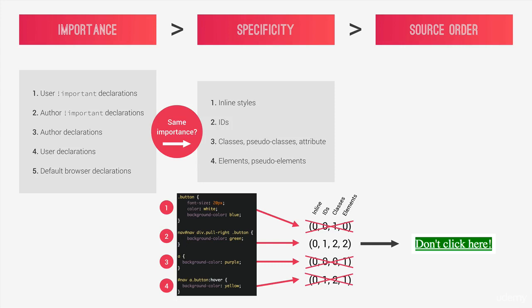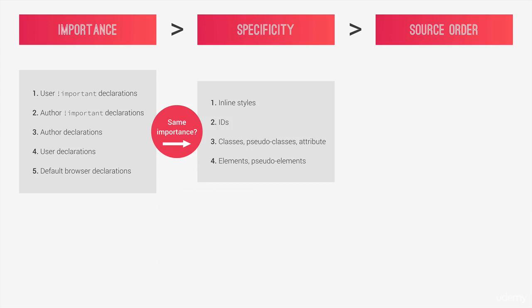So, we start with a bunch of declared values, in this case blue, green, purple and yellow, and one of them wins and becomes the cascaded value, which is in our example green. Now imagine selector 4 also had 2 elements. Then both selectors 2 and 4 would have the exact same specificity, right? So, what happens in this case?